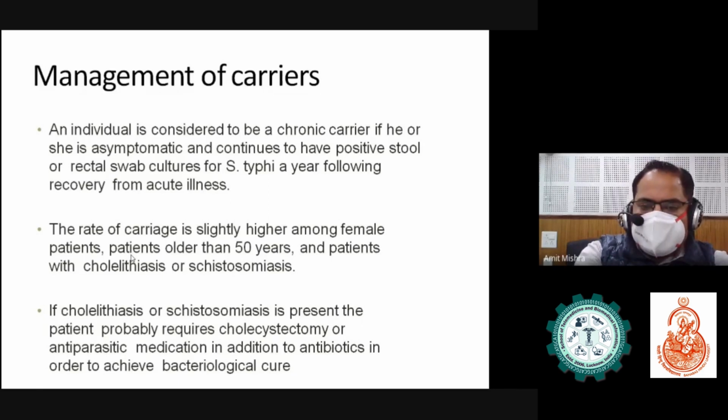The rate of carriers is slightly higher among female patients, patients older than 50 years, and patients with cholelithiasis or schistosomiasis. If cholelithiasis or schistosomiasis is present, the patient probably requires cholecystectomy or antiparasitic medication, in addition to antibiotics, in order to achieve bacteriological cure. So if a patient is suffering from cholelithiasis, you have to do a surgical procedure to remove the gallbladder.